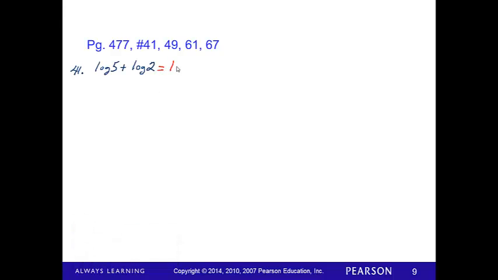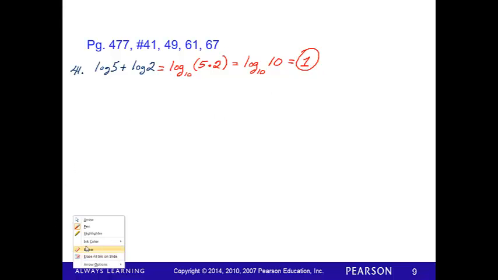So we're going to go to one single log. So now we have log. The base has to stay the same, which should be base 10, right? And then we're going to take each argument and multiply them together. So it's log base 10 of 5 times 2, which is the same as saying log base 10 of 10, which simplifies down to just be 1. Don't forget to simplify if you can.